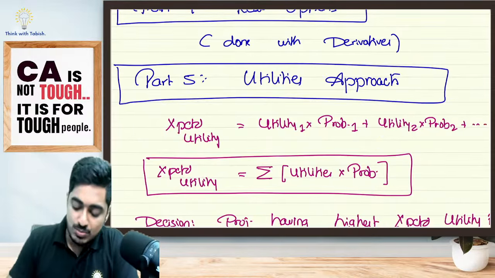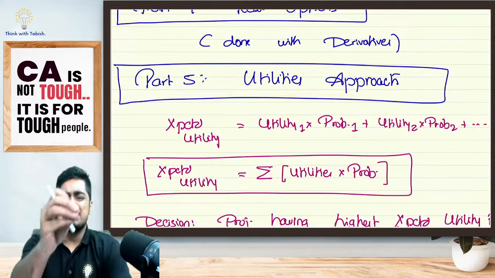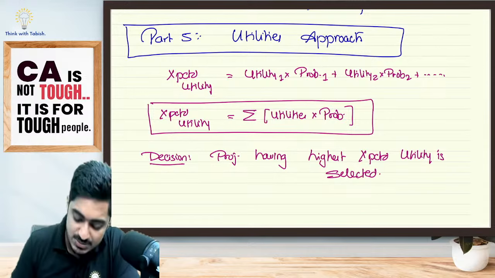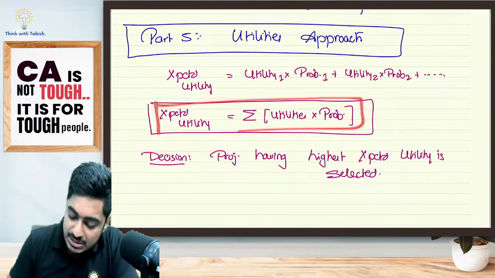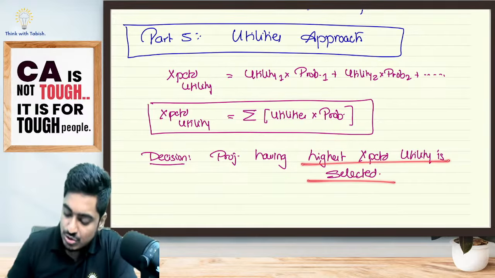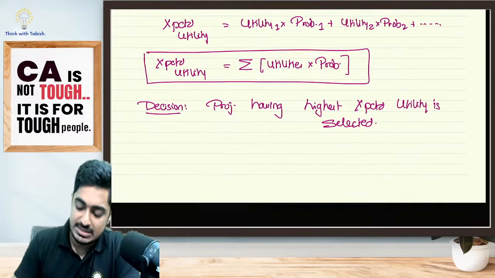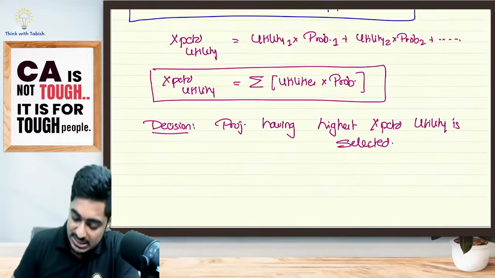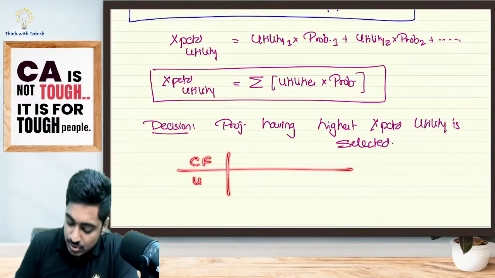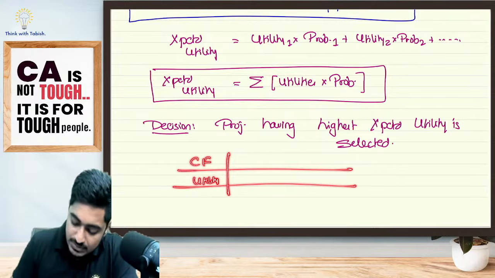Okay. Next, one more small point is there, which is utilities. One simple question is there. What is my expected utility? It is a summation of utilities into probability. And wherever utility is highest, that you will implement. The question has told the cash flows, for every cash flow the utility, and against that, the probability.